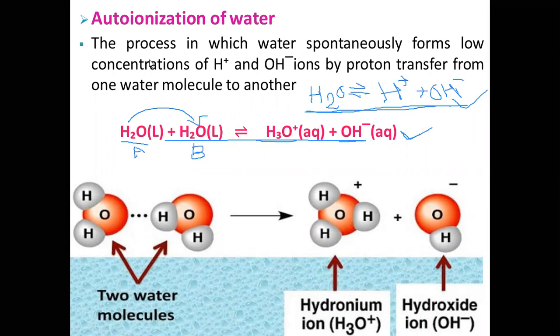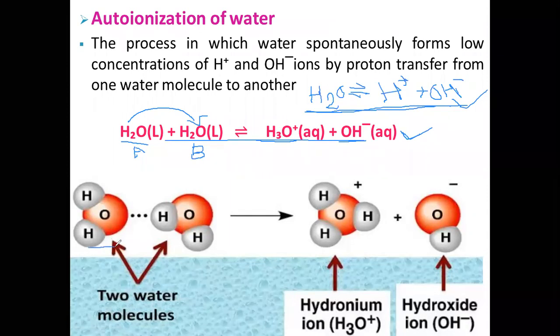So how do we define the autoionization of water? The process in which water molecules spontaneously form a low concentration of H plus and a low concentration of OH minus ions by proton transfer from one water molecule to another water molecule. Correct? This process is called the autoionization process. As you can see on screen, in the diagrammatical representation, this is one of the water molecules, right?